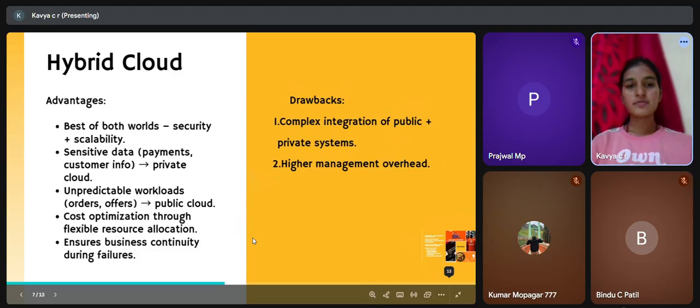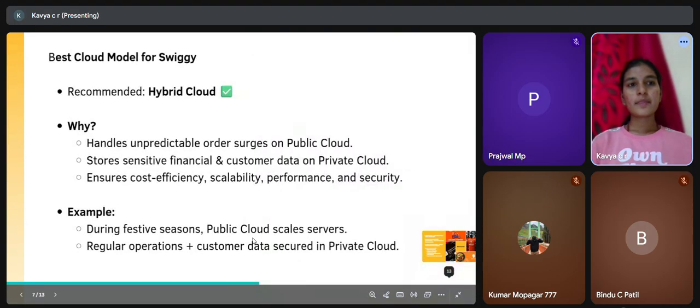Next one is the best cloud model for Swiggy. It is a hybrid cloud because of the balance of security and flexibility. Sensitive data stays protected in private cloud, while less critical workloads use public cloud. Best for organizations that need both security and scalability. Cost optimization reduces expenses by moving non-critical operations to public cloud instead of investing in expensive private infrastructure for everything.